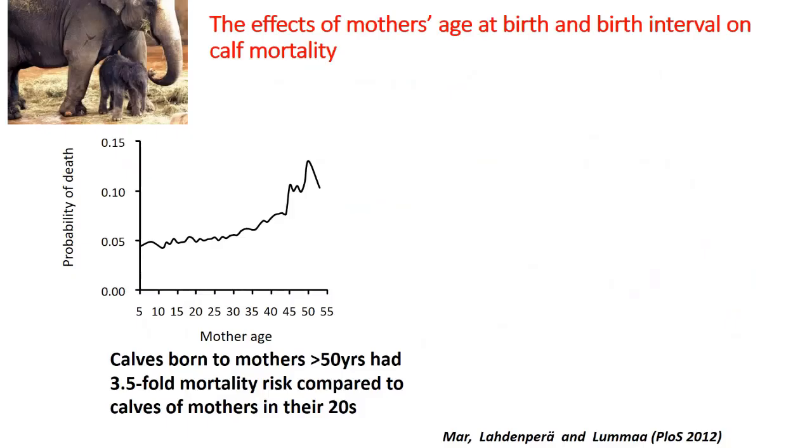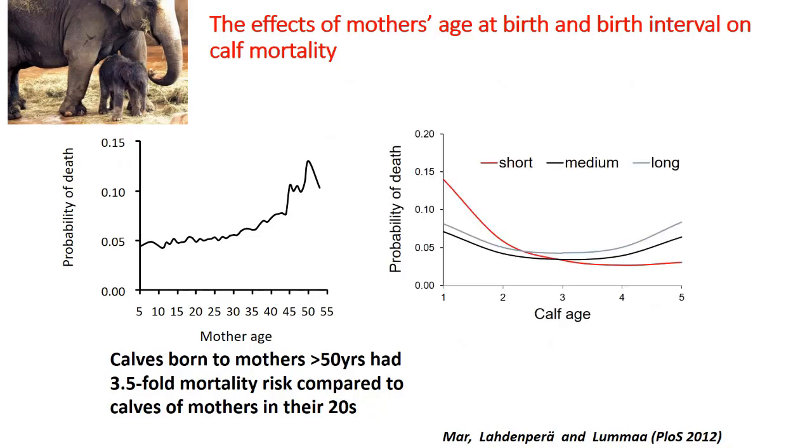Another thing is we also looked into the mother's age, and we found that the older the mother, the higher the chance that her calves die, compared with calves born to mothers in their 20s. That is old. So they have to be very careful when old mothers have calves. You have to give more attention.